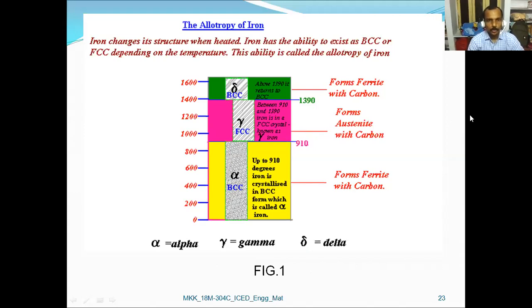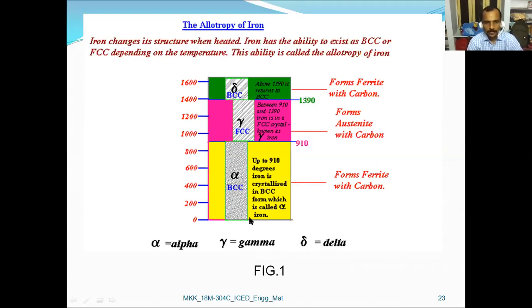So the allotropy of iron. The iron changes its structure whenever it is heated. The iron has the ability to exist as BCC or FCC depending upon the temperature and several conditions. This ability is known as allotropy of iron, nothing but the reversibility. So let us see the alpha, gamma and delta irons here.